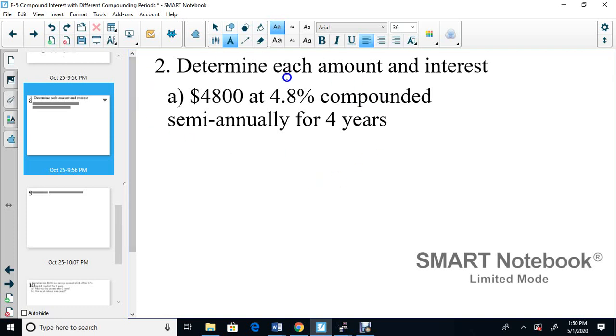Okay, we'll do our first little problem. It says determine each amount and interest. This is not really a word problem, so we can just put the answers down. So it just says determine each amount and interest. You got A and B. So we're going to start off by finding I and N.